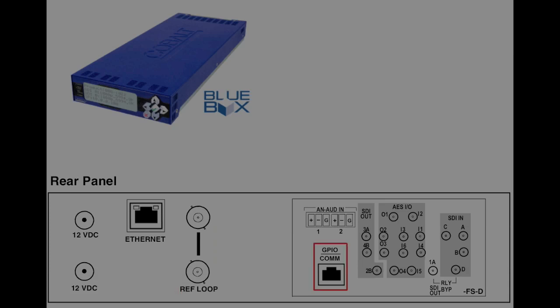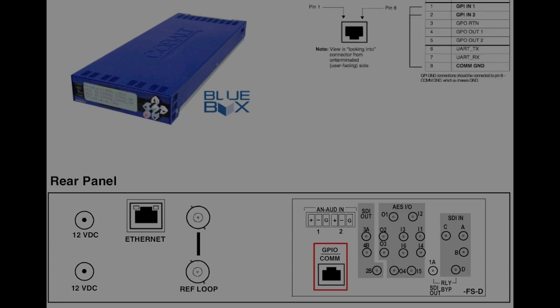GPI is in the form of an RJ45 connector, and this RJ45 connector has a pinout as shown above, where GPI 1 and GPI 2 are pins 1 and 2, GPO 1 and GPO 2 are pins 4 and 5, with 8 being your common ground.